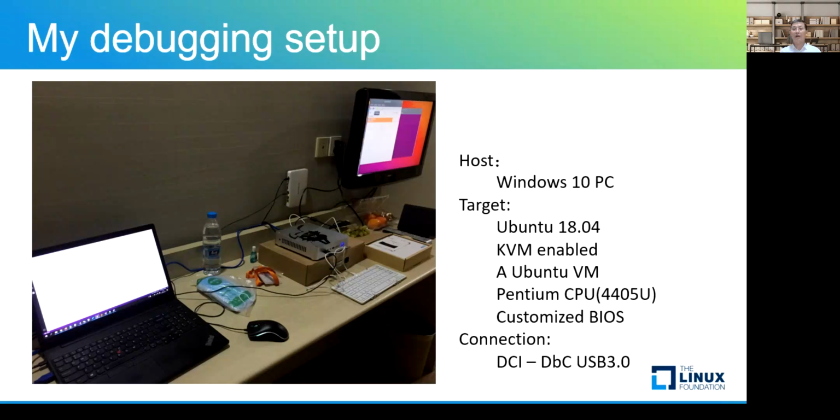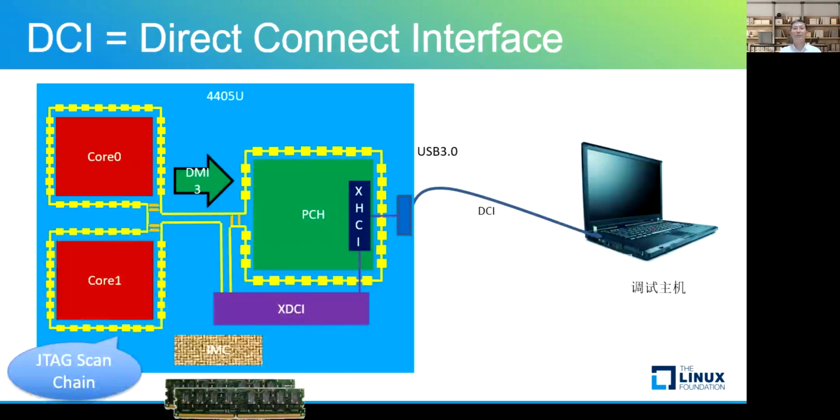Between the target and the host, I use a USB 3 cable to connect them. That's the DCI technology. DCI stands for Direct Connect Interface. The name is very easy to understand. It means we can connect the host with the target very easily, very directly.